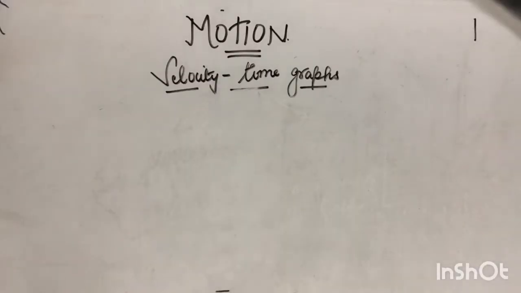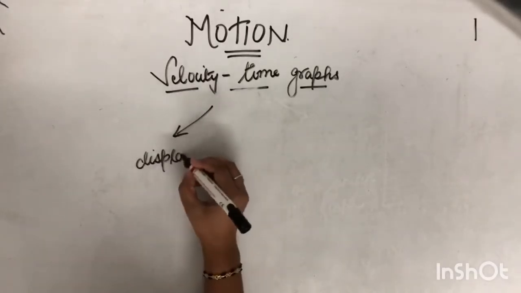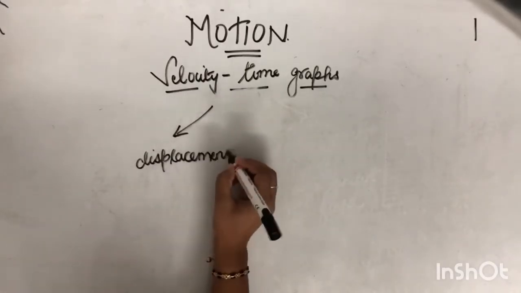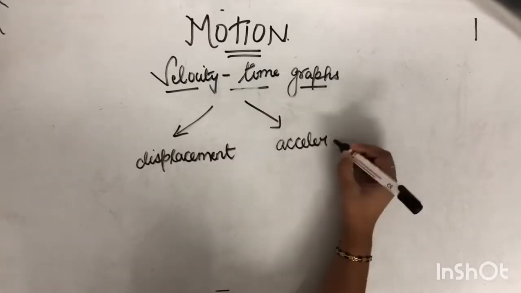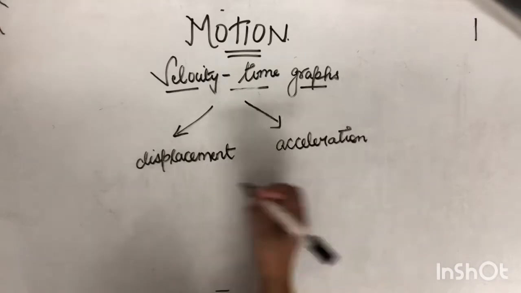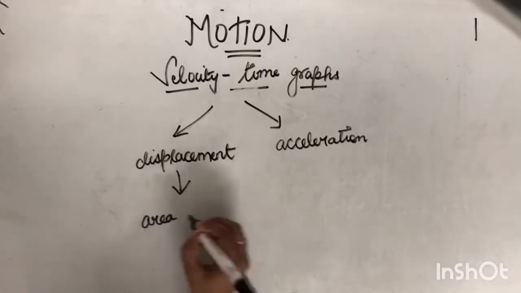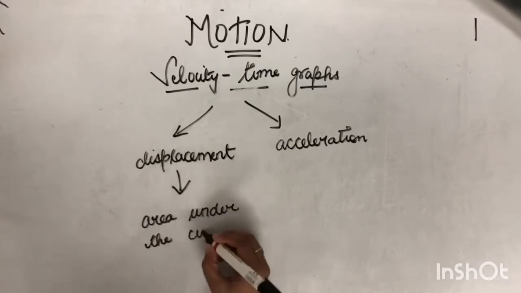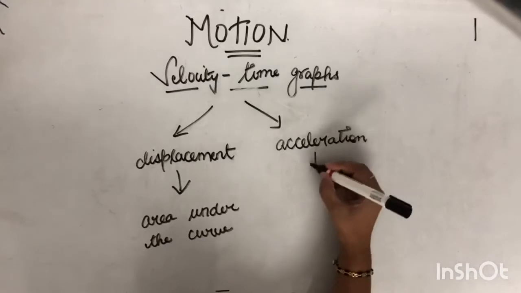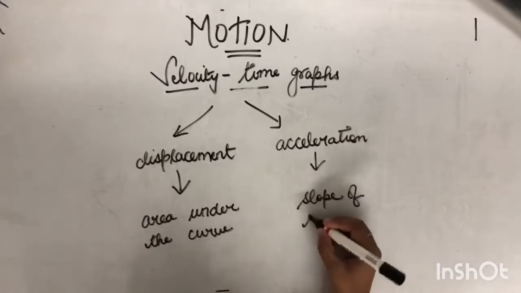Velocity time graphs. A velocity time graph is used to find the displacement or distance covered by the body and the acceleration of the body. Displacement or distance is given by the area under the curve, and acceleration of the body is given by the slope of the graph.